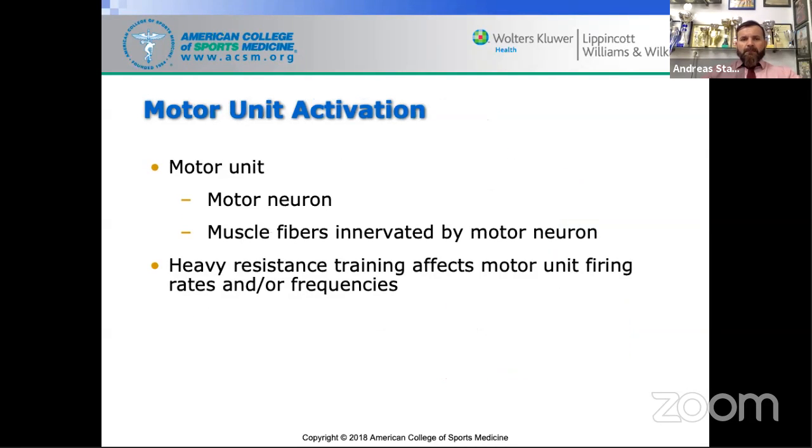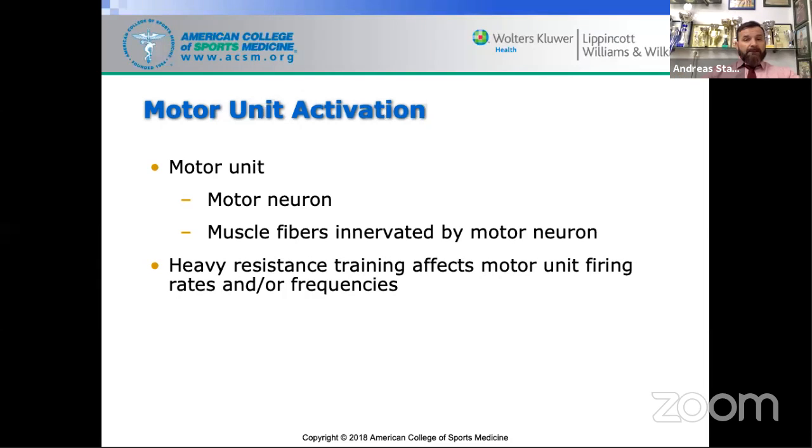Now, a motor unit has the motor neuron and all the muscle fibers that it innervates. Now, you need to know at this point that a motor unit will innervate muscle fibers of the same type.